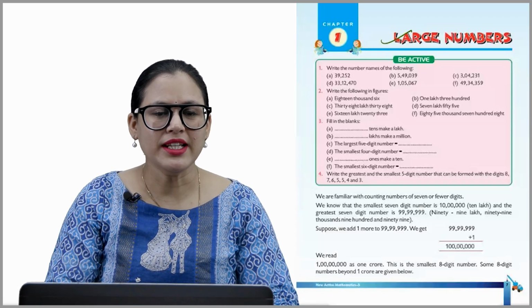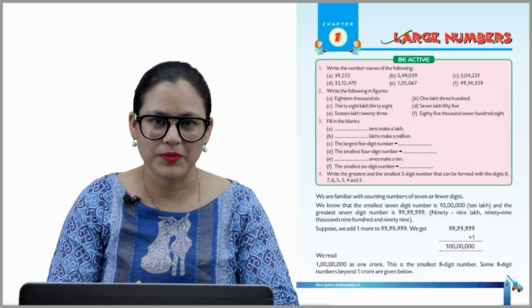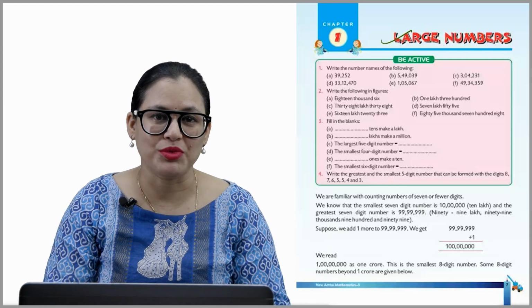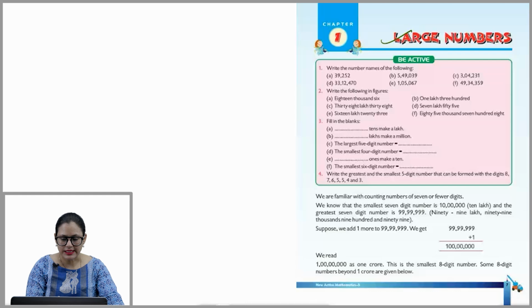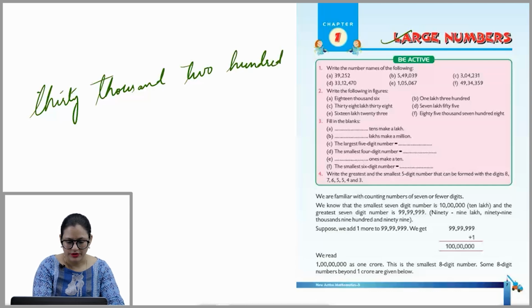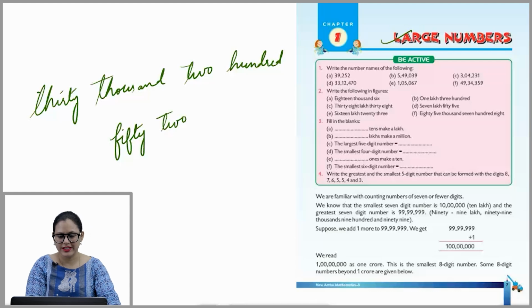Number 1, write the number names of the following. I'm sure everybody knows how to write the number name of the numerals. Okay, so this is 39,252. So how will you write it? 30,000, then 200, 252, right?